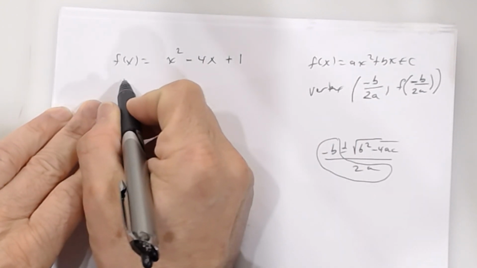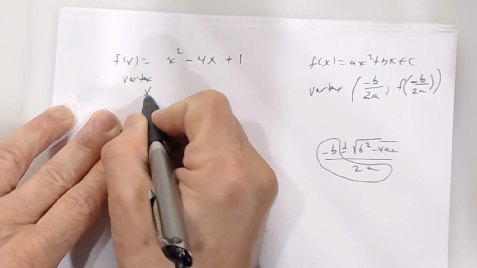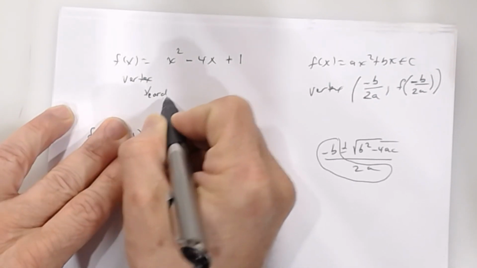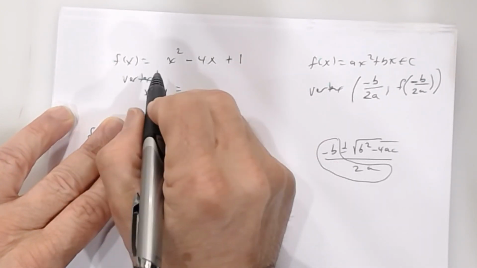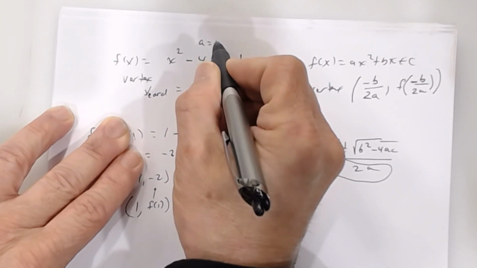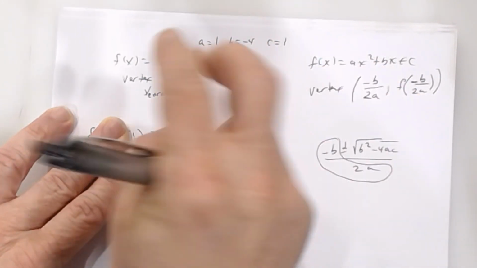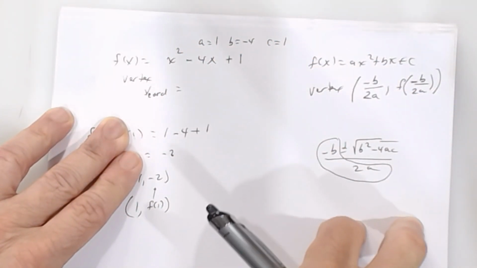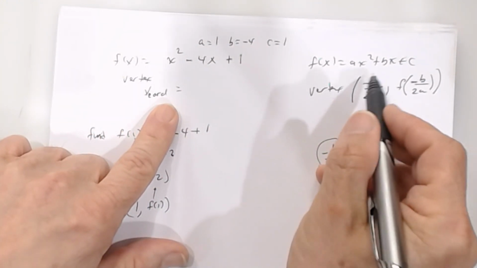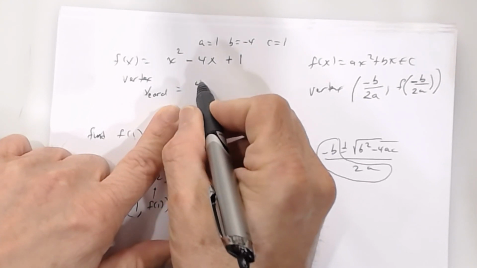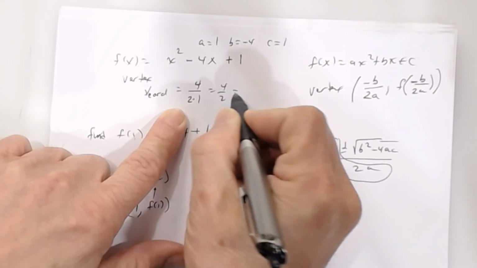Okay, so we're finding the vertex, right? So you're going to say x-coordinate equals. First of all, let's determine what a, b, and c are. What is a? What's b? And what's c? That should look familiar because that's what you use in the quadratic formula. So the x-coordinate is the opposite of b. What's the opposite of b? 4. Divided by 2 times a. What's a? 1. So that's 4 divided by 2, which is what?